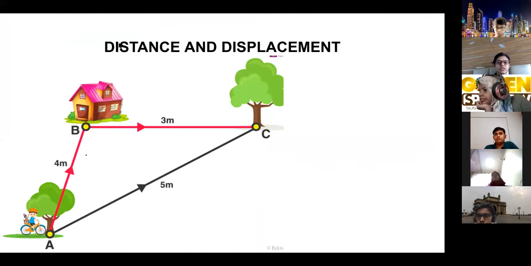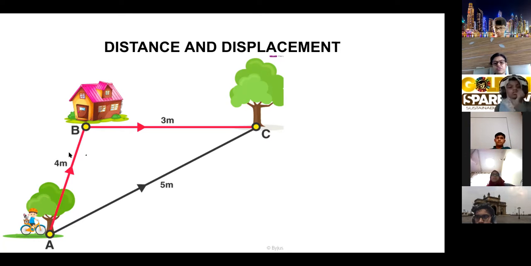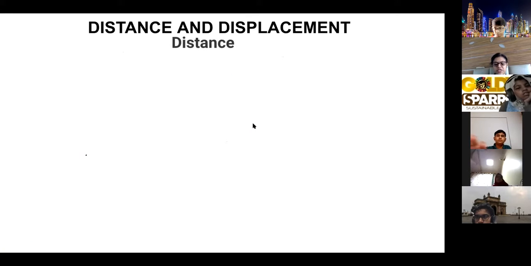Now coming to the next topic, which is distance and displacement. A normal person would say distance and displacement are the same thing. But in science, these two are different physical quantities. And how do we differentiate them? Let us suppose there is a cyclist. I'm explaining with this example. He is at position A. From here, he goes to his house B, which is at 4 meters distance, and then he goes to this tree.